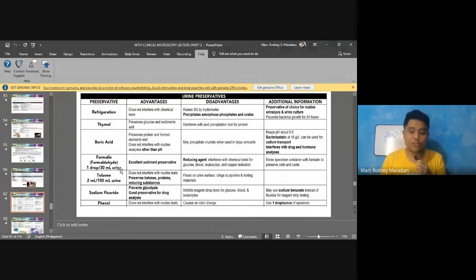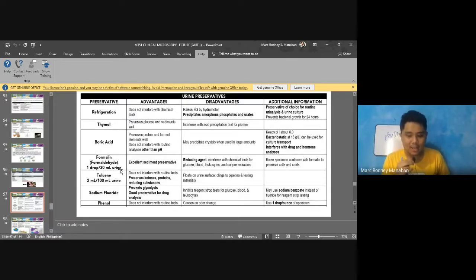But again, it is the preservative of choice for routine UA and culture because it stops bacterial growth for 24 hours. But take note, dears, if the specimen is refrigerated, before you process it, especially for chemical exam, you have to make sure that the temperature of the specimen returns to room temperature. Take note of that because the enzyme reactions in your chem strip are very temperature dependent. If the temperature is cold, the reagent may not react, so the result may be falsely negative. So if the sample was refrigerated, make sure it returns to room temperature before you process it, especially for chemical exam.